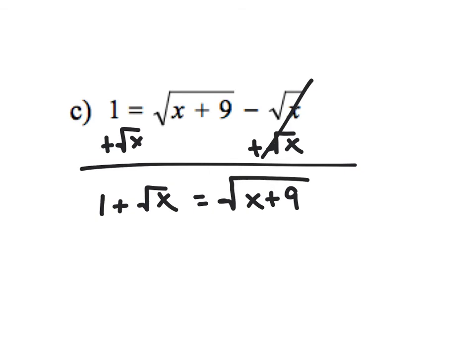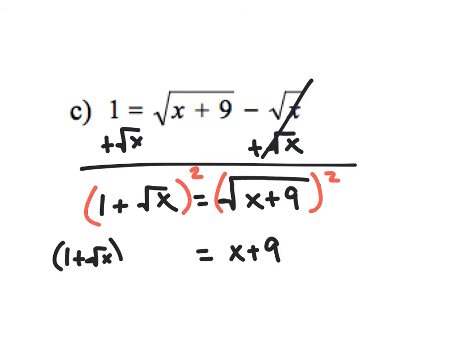Now here's what's going to happen. Because I have this radical isolated, I still want to square both sides. I'm going to square it here and square it here. As a result, on the right side, I'm going to get x plus 9, which just gets rid of my square root. On the other side, I'm going to get 1 plus the square root of x, times 1 plus the square root of x. Now watch what I do here.